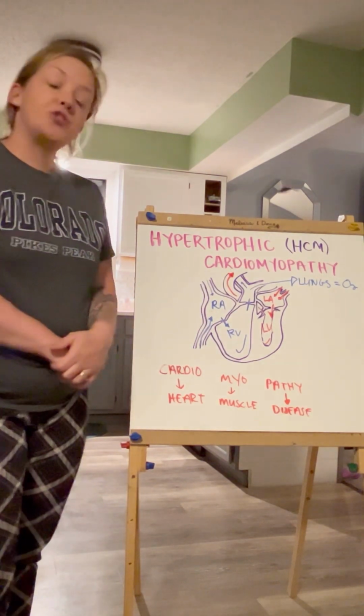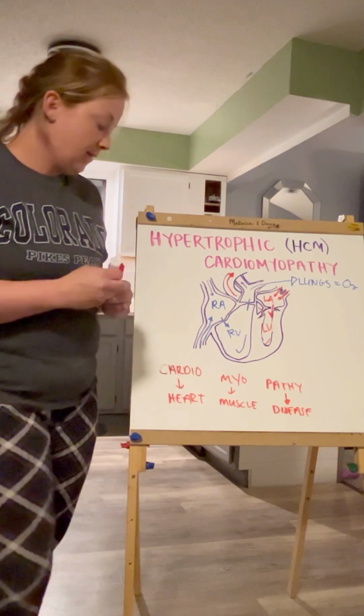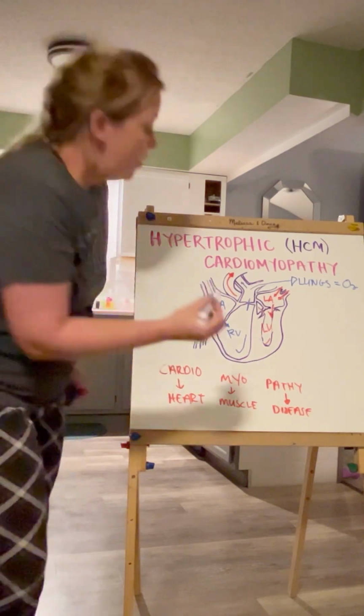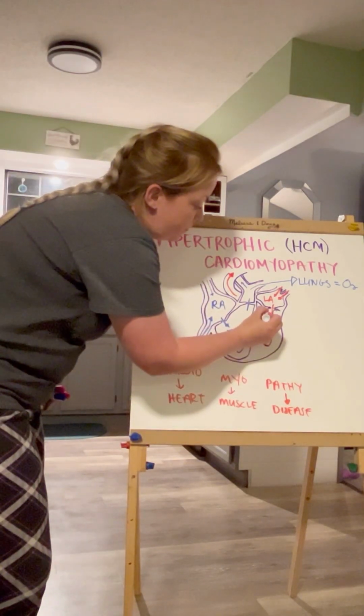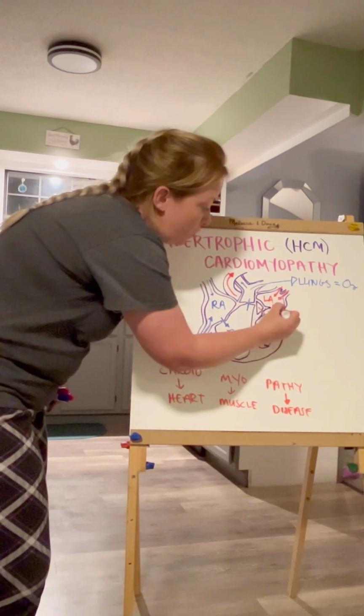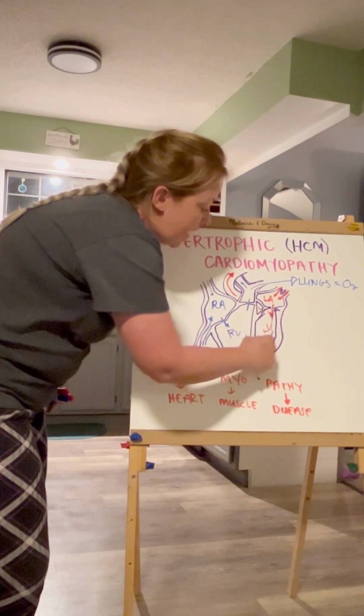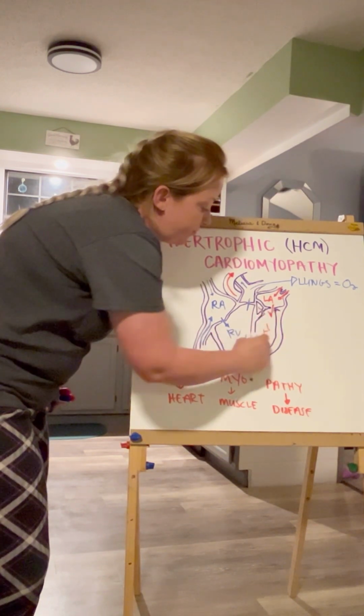But there are actually surgical procedures where they go back in and they actually remove this portion of the septum and remove a portion of the heart wall, causing it to have that open space again.